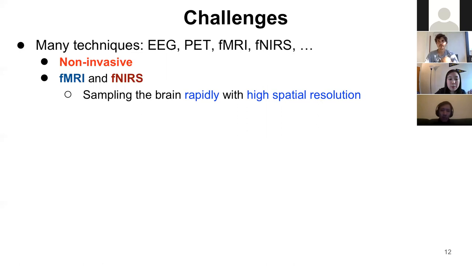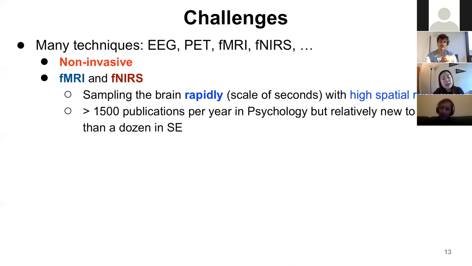Both fMRI and fNIRS are medical imaging techniques for looking inside your brain without cutting you open. That is actually a very important high level point here. Both of them sample the brain rapidly with very high spatial resolution. There have been over 1,500 papers every year using fMRI and fNIRS in psychology, but it's still relatively new to computer science. Actually, there are less than a dozen such studies in software engineering.